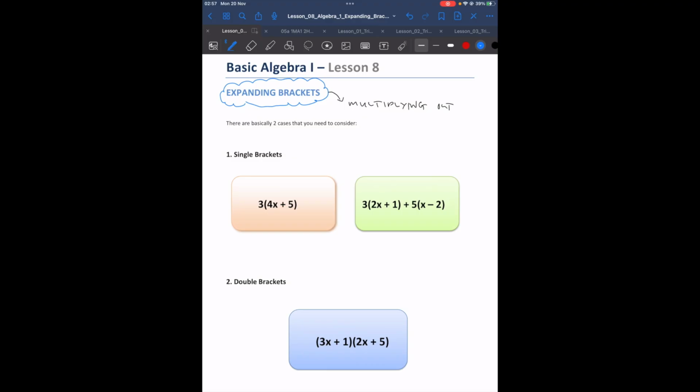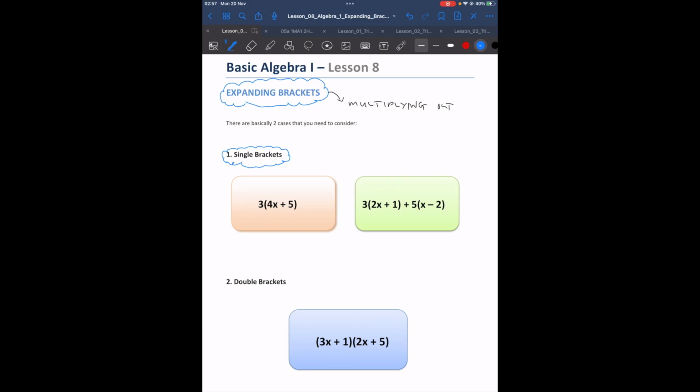The first type of expression is when you have a single bracket. So if you look at the example that we've got here, we've got 3 bracket 4x plus 5. What that basically means is that the 3 is multiplying everything inside this bracket. So because we've got one bracket, this type of expression is called a single bracket expression.